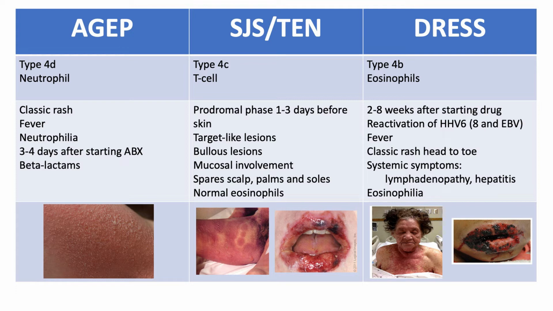Stevens-Johnson/TEN, we know this. It's T-cell mediated, 4C. It's mucosal involvement, bullous lesions, target lesions that spare the scalp, palms, and soles. They do have a prodromal phase a few days before, and they have a normal eosinophil count.